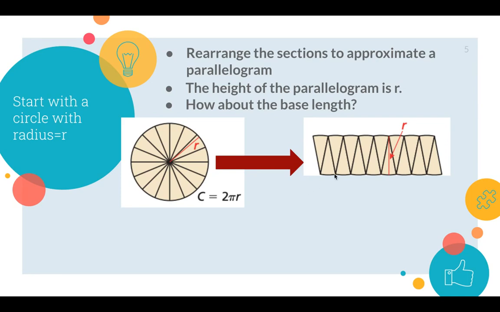But this part down here, that's the crust, and this is also the crust. So that's crust and that's crust. Together, those form the full crust of the pizza, which is the circumference, right? So if I just look at one of these pieces down here, that base length is going to be half of the circumference. We know the circumference is 2 pi r, so this base length is going to be half of 2 pi r, which is going to be what?